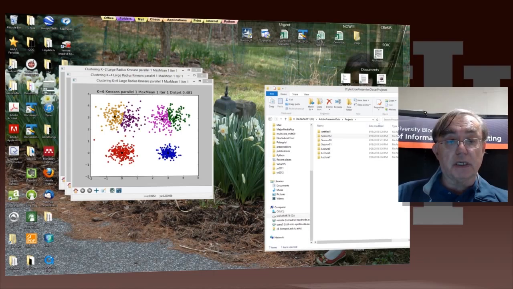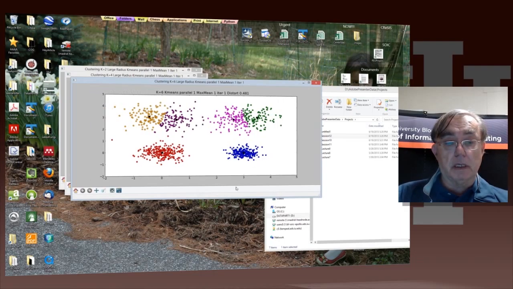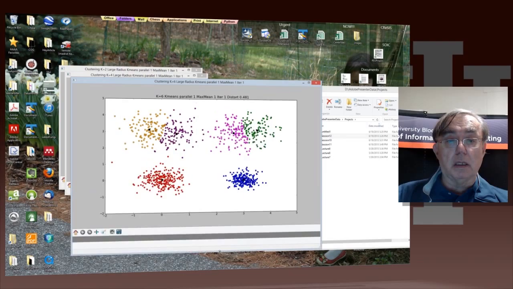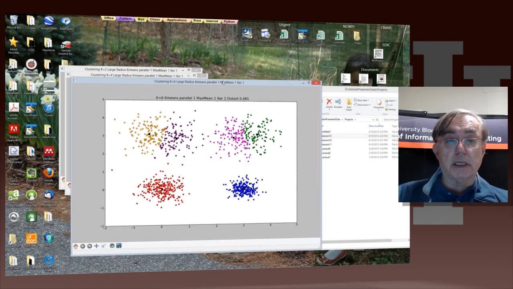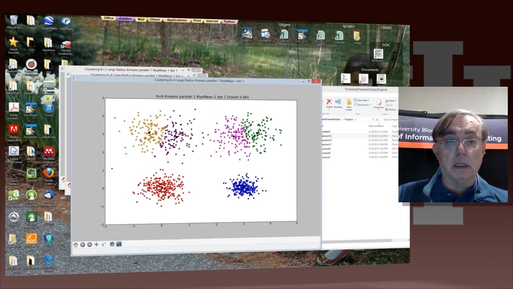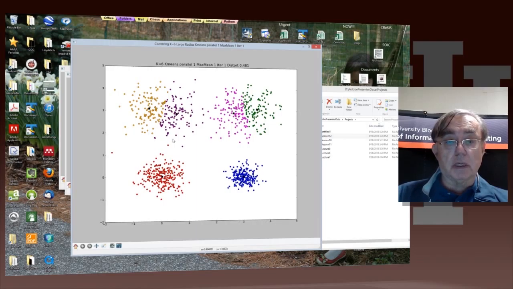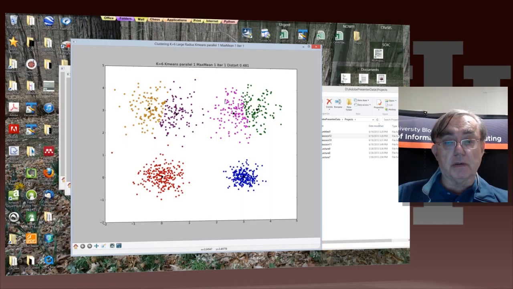Now we have k of 6 on the large case. So this is actually pretty reasonable. For k equals 6, we've taken the 2 top clusters, which are actually the larger ones, and chopped them into 2, and we've taken the 2 bottom clusters and kept them as 1. So this is probably the optimal solution for this problem. So even with iteration of 1, it found the right answer.